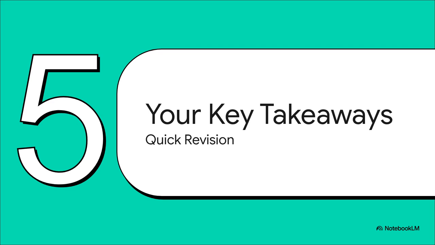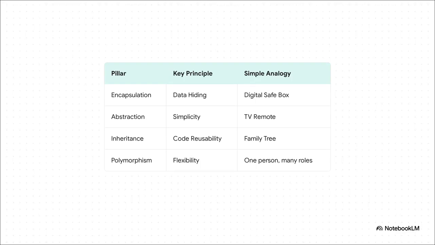All right, so we've covered a lot of ground. What are the key takeaways here? Let's do a quick recap. This little table here is a great way to lock it all in. Encapsulation, that's your digital safe box, all about hiding and protecting data. Abstraction, that's the TV remote. It's all about making things simple. Inheritance is your family tree, which lets you reuse code. And polymorphism is like one person playing many different roles. It gives your code serious flexibility.